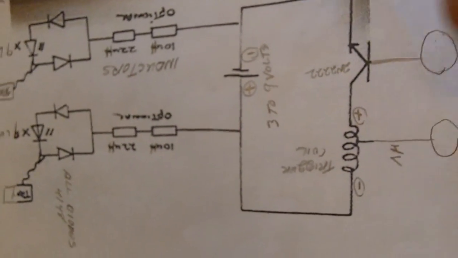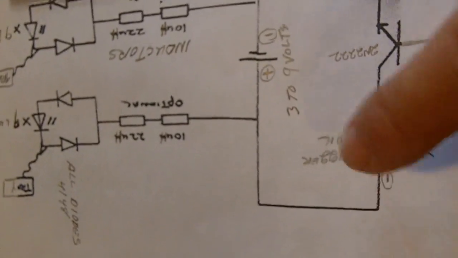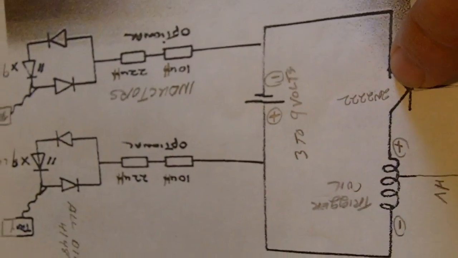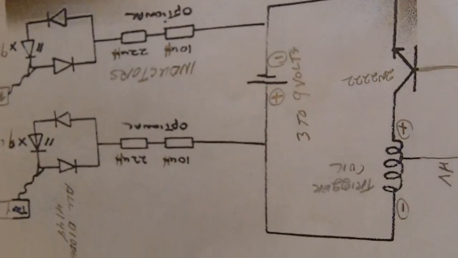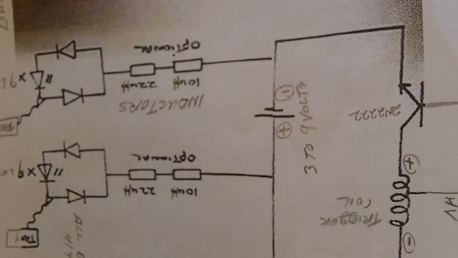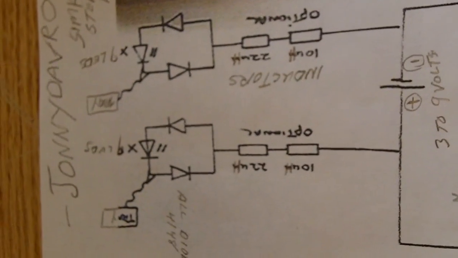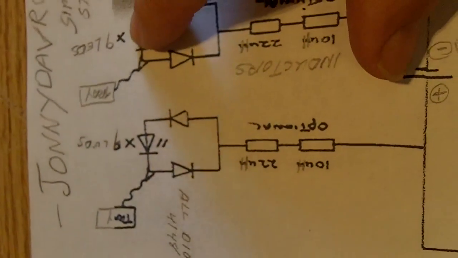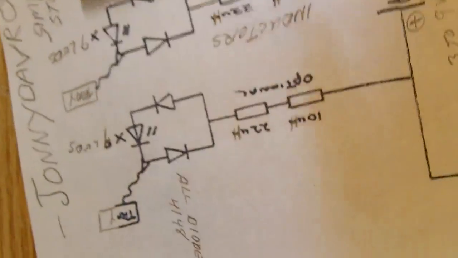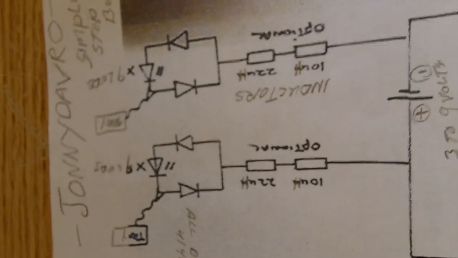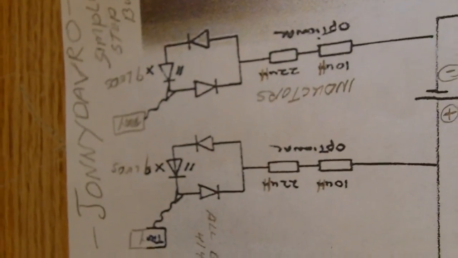It's got two trays here, a little trigger coil, two N2222 transistors. I'm using 9 volts to run it. It has two sets here, 9 LEDs each. I'll fire it up and show you a little bit about it here.